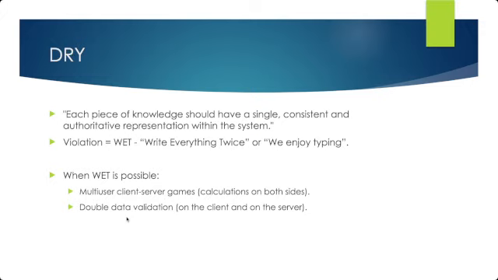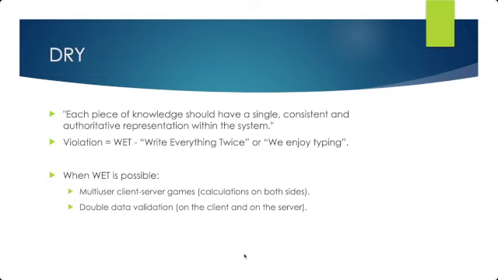DRY, or don't repeat yourself, says that each piece of knowledge should have a single consistent representation within the system. It means that you shouldn't duplicate the same logic, the same data or rules in multiple places. If you do and you need to change something, you have to change it everywhere, and it can be a reason for bugs. When you follow don't repeat yourself, your system becomes cleaner and easier to maintain.